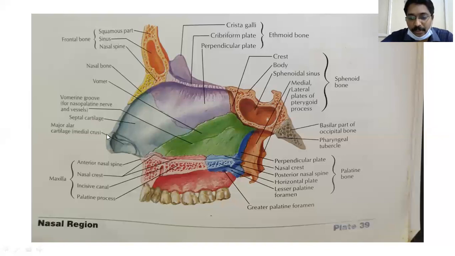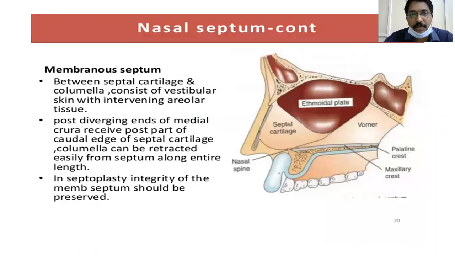Regarding the nose, coming to the nasal septum. Between the septal cartilage and columella, what is the membranous septum? I told you already. It consists of vestibular skin with intervening areolar tissue. There won't be any cartilage or bone, only skin with intervening areolar tissue. It is the part of the membranous septum just in front of our septal cartilage. In septoplasty, the integrity of the membranous septum should be preserved, otherwise there is a septal deformity.